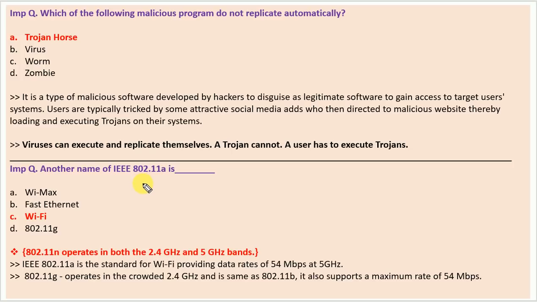All are related to Wi-Fi, but the only difference is the operating frequency. 802.11a operates on 5 gigahertz, 11b and g operate on 2.4 gigahertz, and n operates on both frequencies. Okay, so hope now you will have a better understanding. Let's move to the next question.